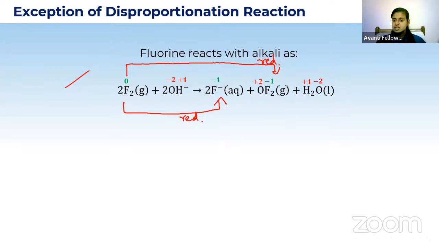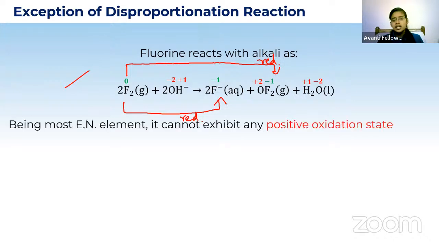Yeah, it is not an example for disproportionation. Very good. Why? In both the cases, the fluorine is getting reduced. Fluorine cannot have the positive oxidation number, right? The reason is, it is the most electronegative element, and it cannot exhibit positive oxidation state.